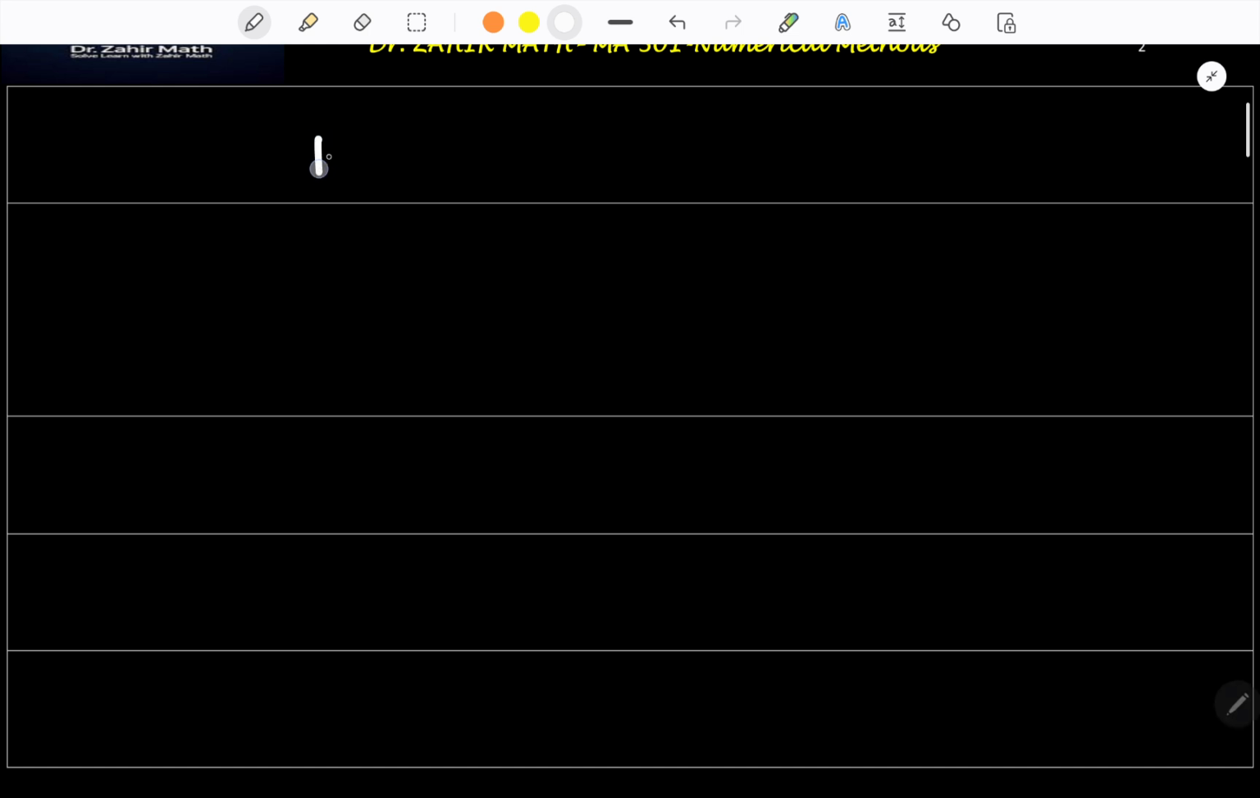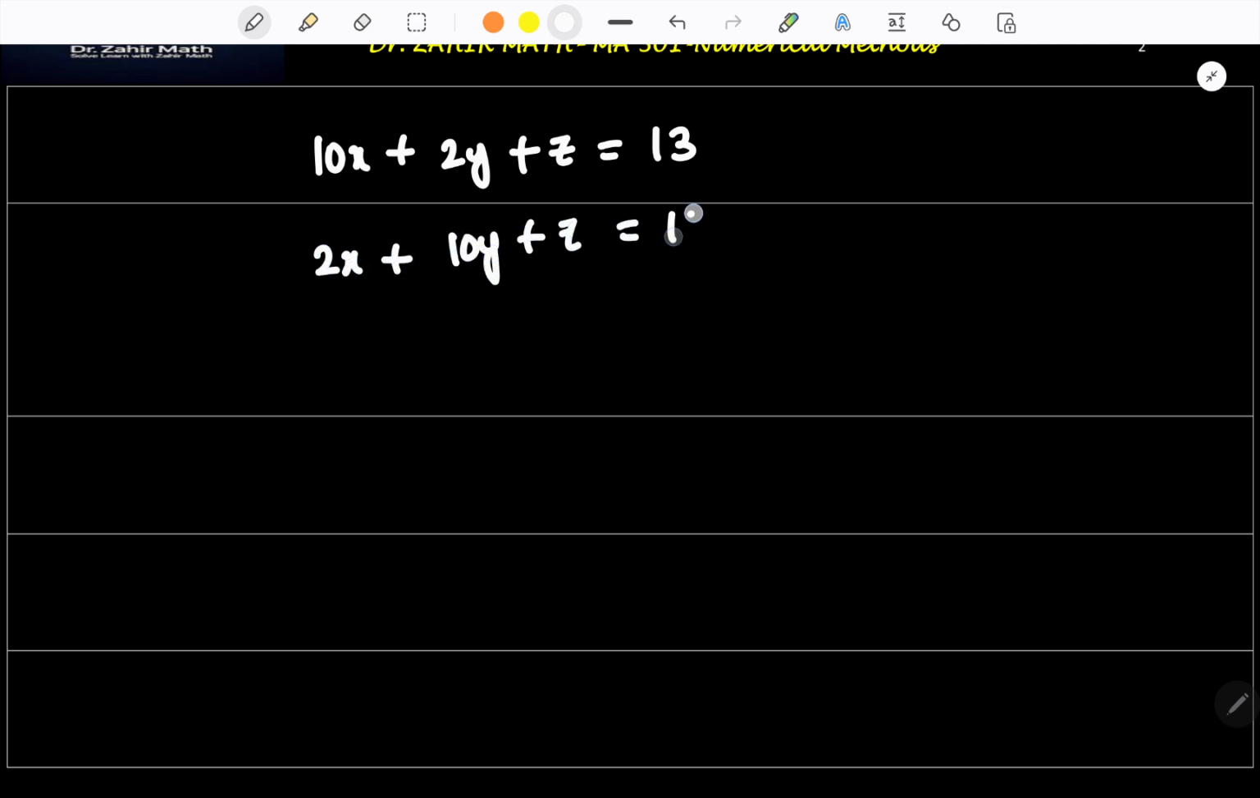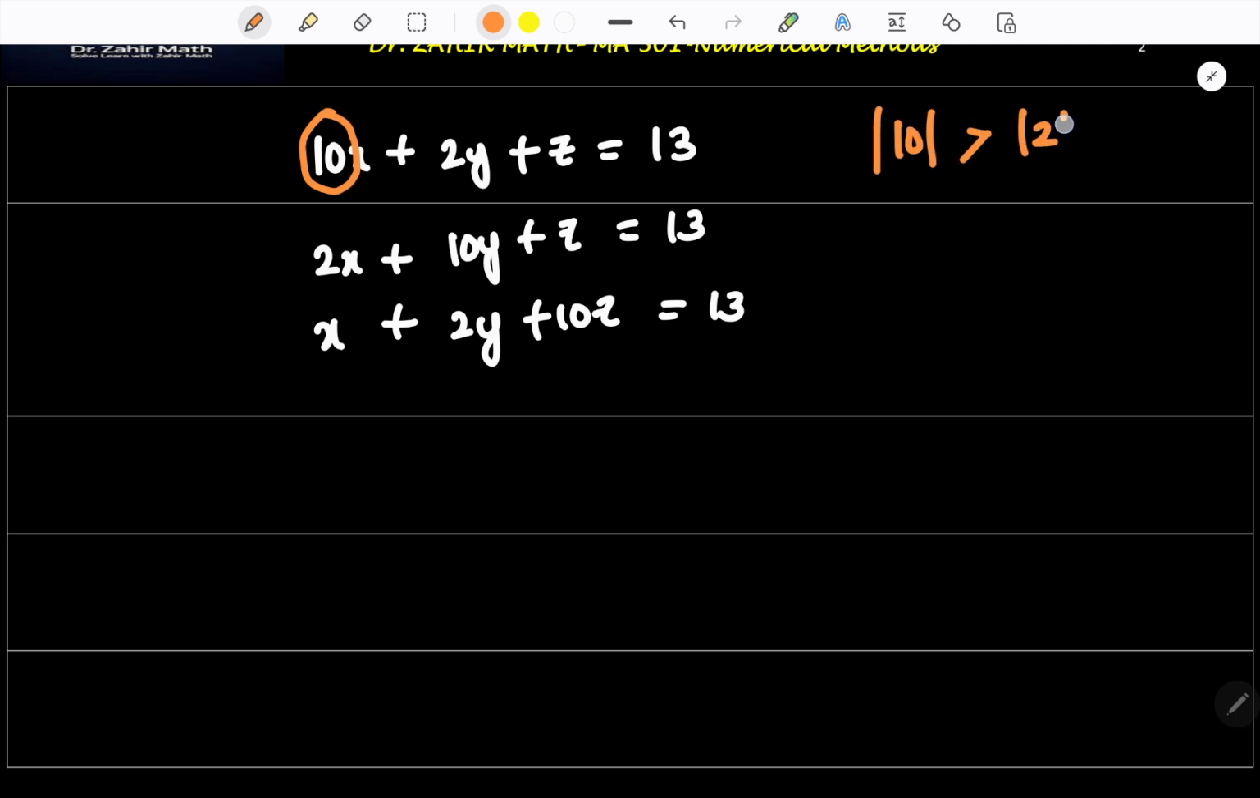Let me give you one example. 10x plus 2y plus z equals 13. And 2x plus 10y plus z is equal to 13. And x plus 2y plus 10z is equal to 13. I'm just interchanging x and y. Now look at the value of this one, 10. The absolute value of 10 is more than the absolute value of 2 plus the absolute value of 1.